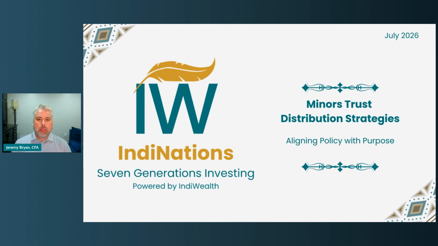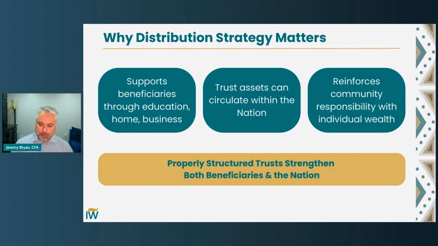So this is really important. The distribution components and how you distribute these assets can have a significant influence on the outcomes you're trying to achieve. And so that's what we'll go over today: what those strategies are, and the risk, return, and trade-offs for each of these individual strategies. What I'll talk about later, and what I'm going to start with right now, is there's not a perfect answer, but there is the best solution for your nation and for your tribe that aligns your policy with your purpose. So let's get started on it.